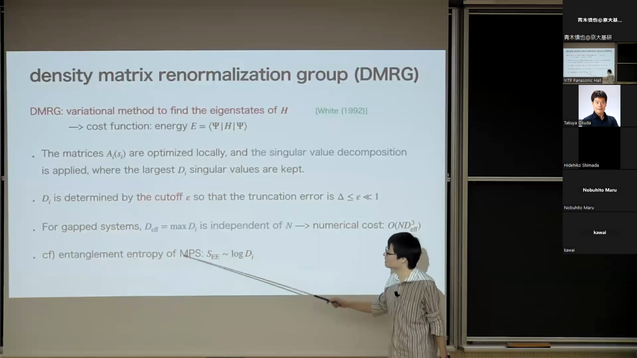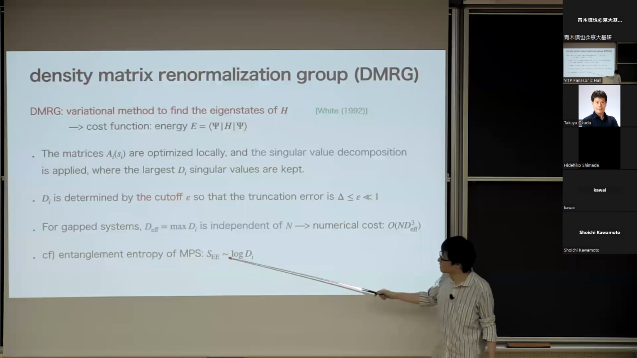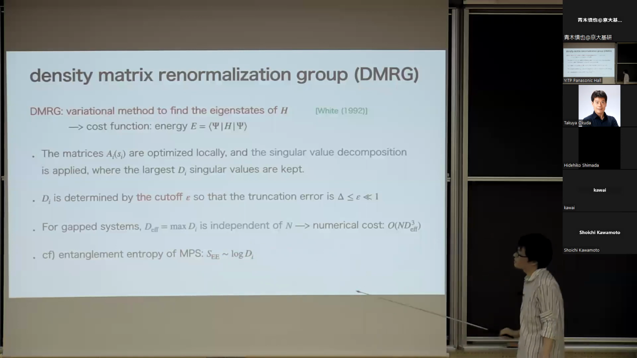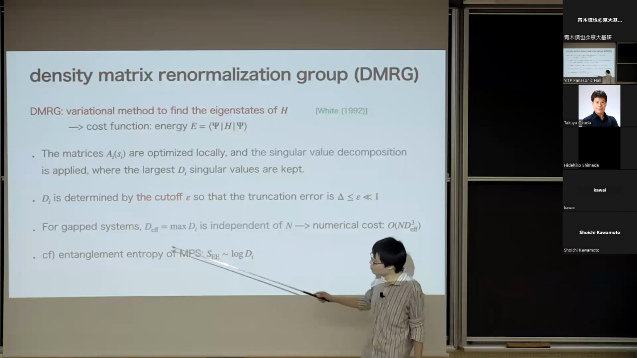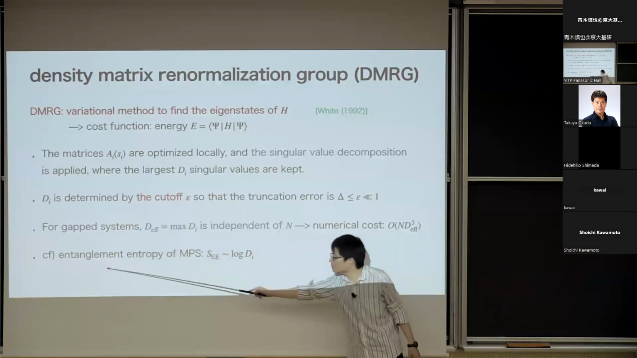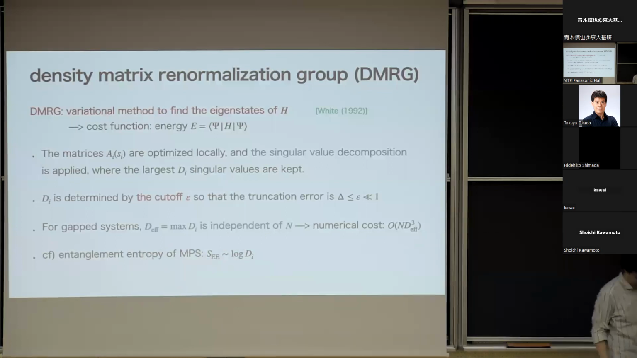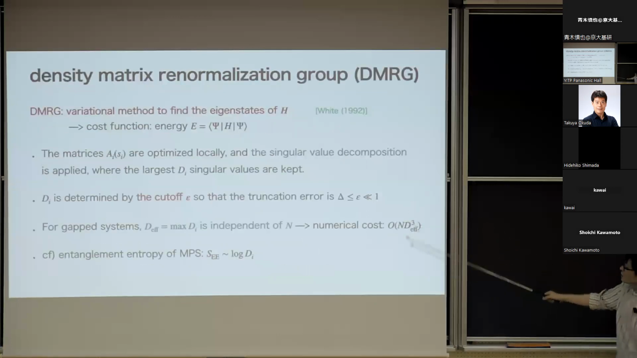Discussion of entanglement entropy in MPS. In MPS, the entanglement entropy is roughly given by log of this bond dimension D. So a one-dimensional gapped system has a finite entanglement entropy. So the finite D is enough. Okay, so this is just a rough explanation of DMRG for the ground state.